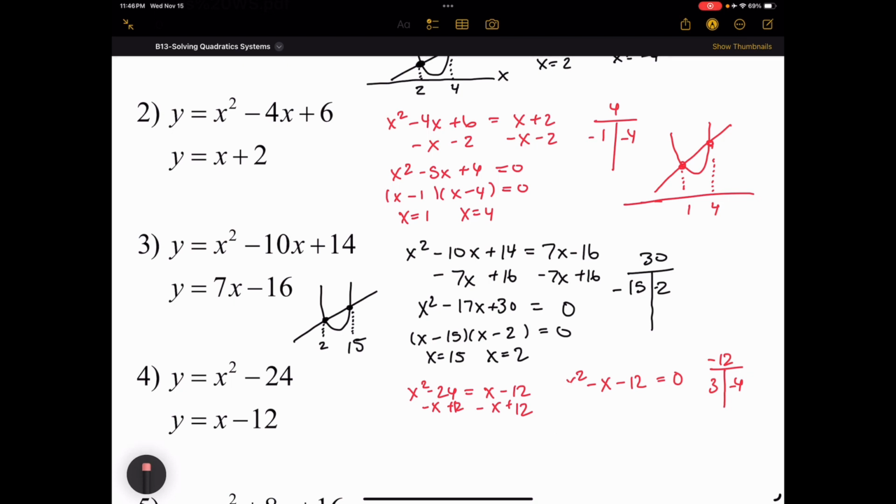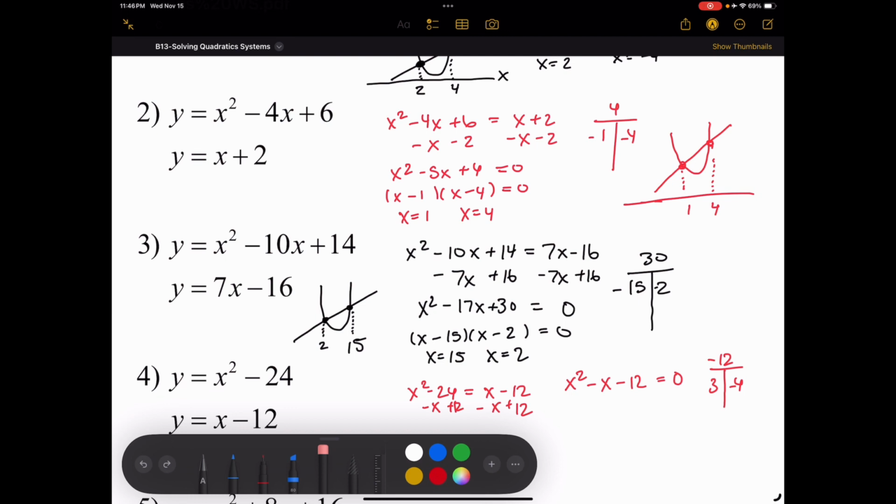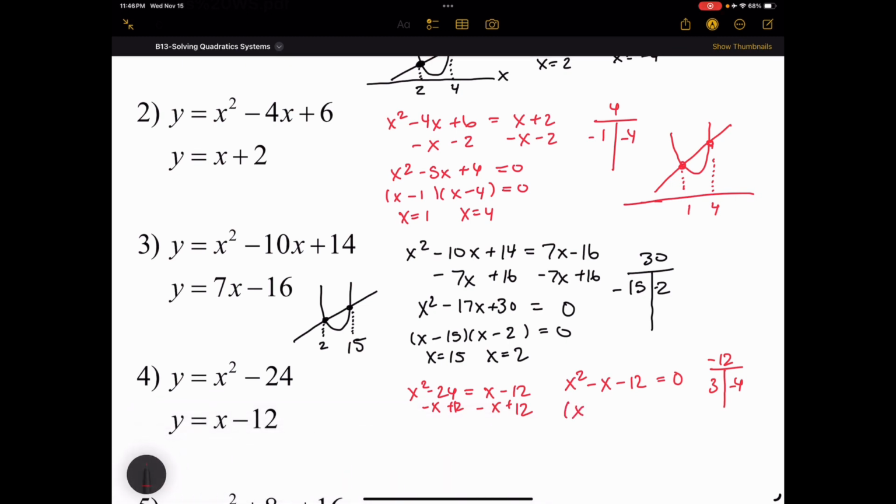So the factors are going to be x plus 3, x minus 4 equals 0. Set each of these equal to 0. We'll see x is equal to negative 3 and x is equal to positive 4. Again, the parabola and the line intersect at 2 points rather. Negative 3 and 4.